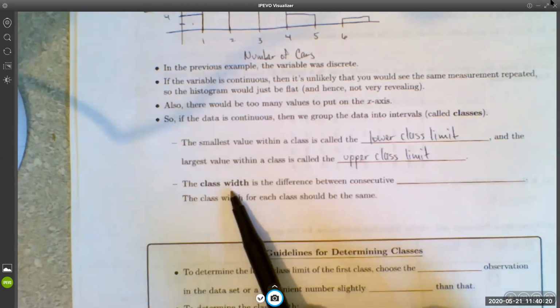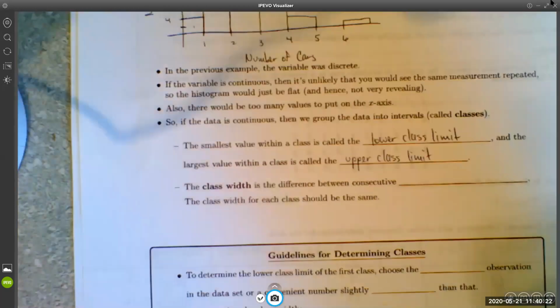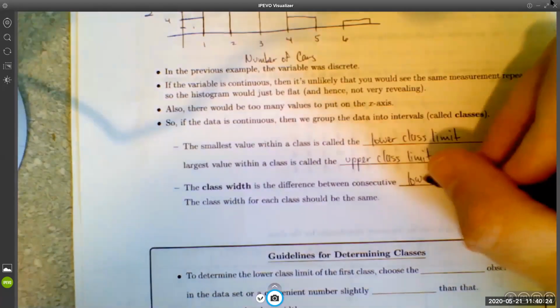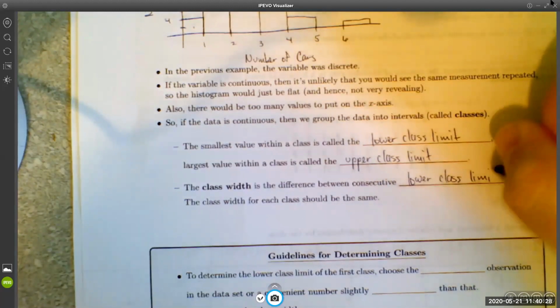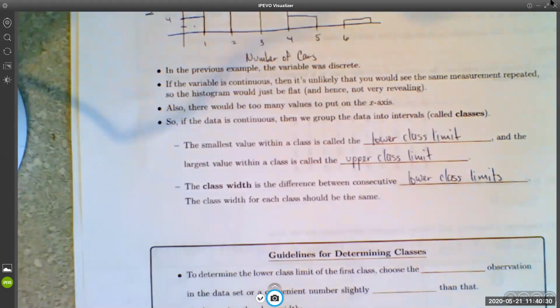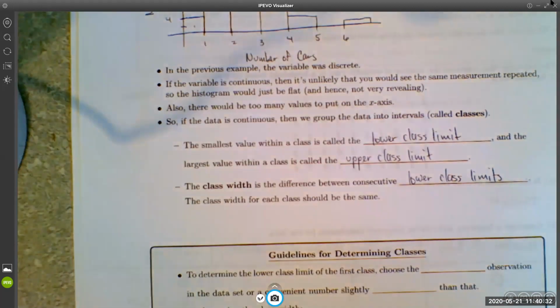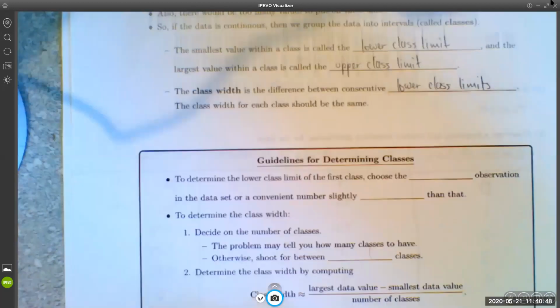The class width is the difference between consecutive lower class limits. Okay, the class width is the difference between consecutive lower class limits. It's very natural to think that the class width should be the difference between the upper class limit and the lower class limit, but that's not the case, okay? The class width is the difference between consecutive lower class limits. And again, I'll show you an example of this.